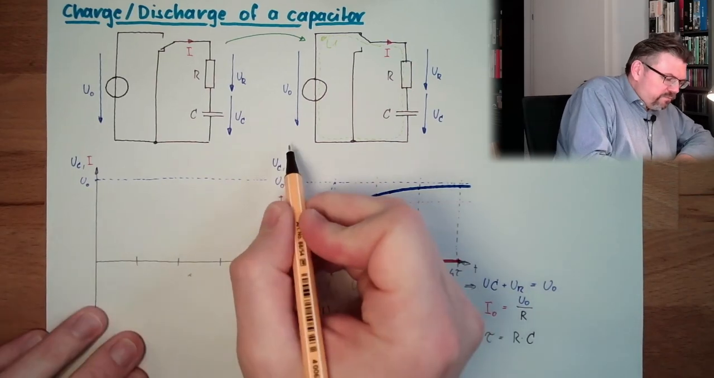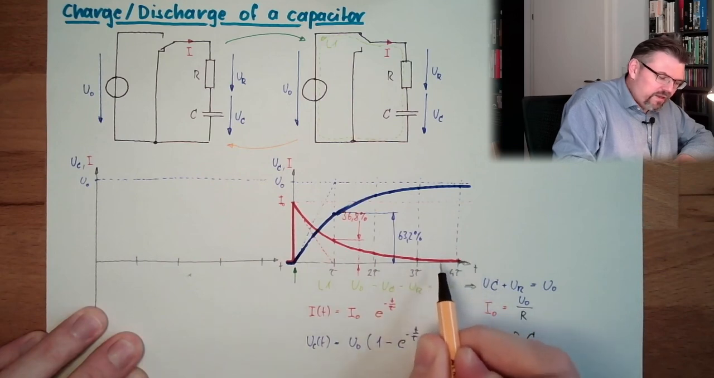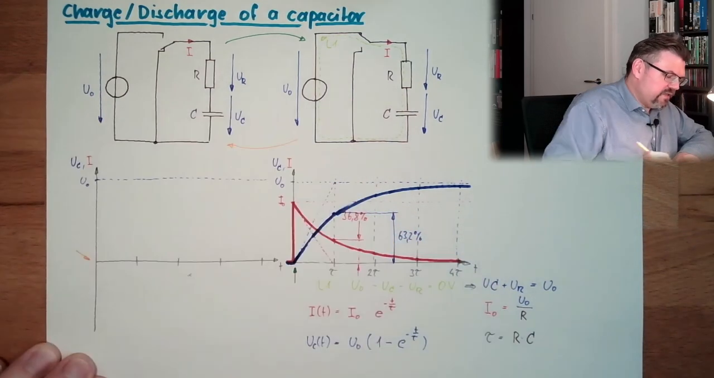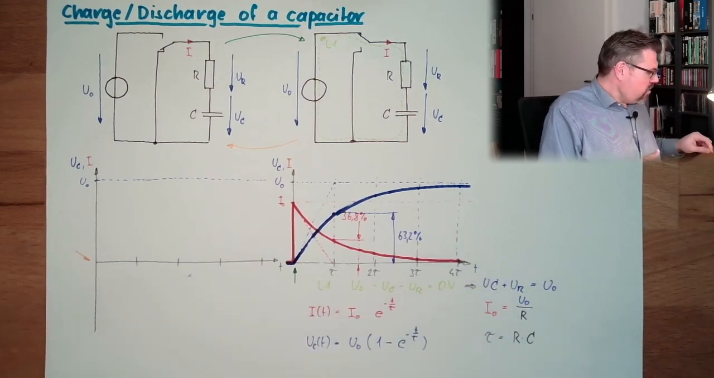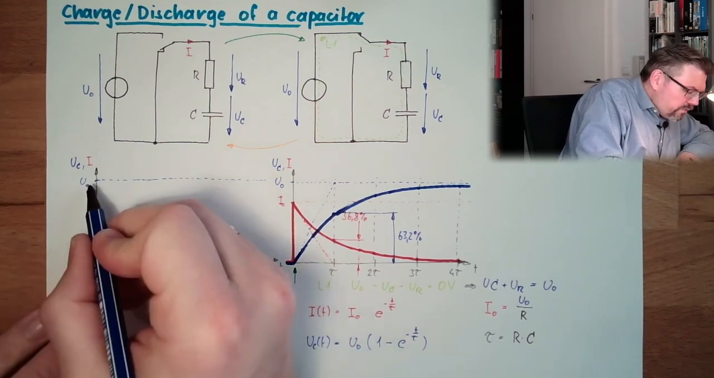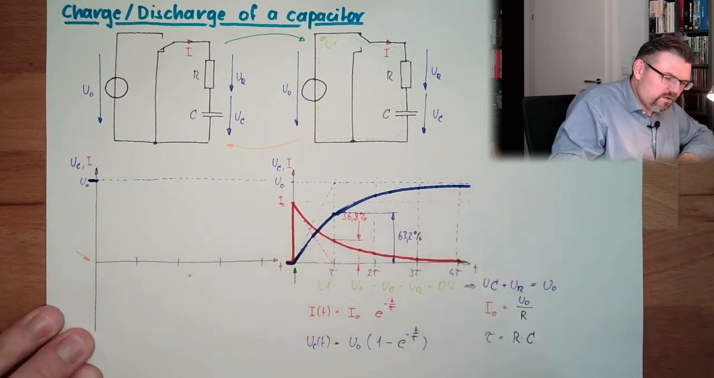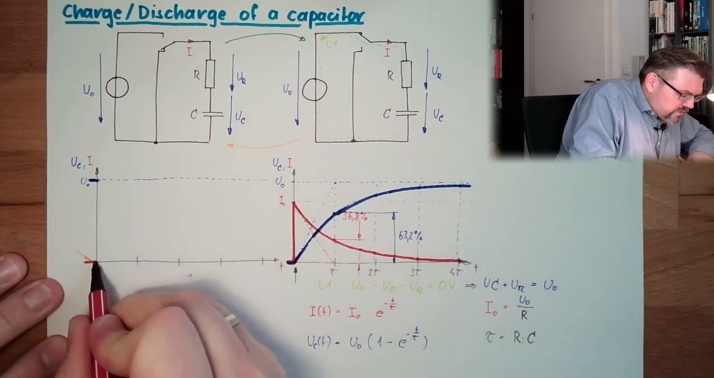And now at a second point in time, we're switching back. Let's say we stayed quite a long while here. We're switching back, and this back switching is exactly this point here. Okay? So now we have charged our capacitor to U0. So we will start at U0 because we are ending up here at U0, and our current is also 0 amps.